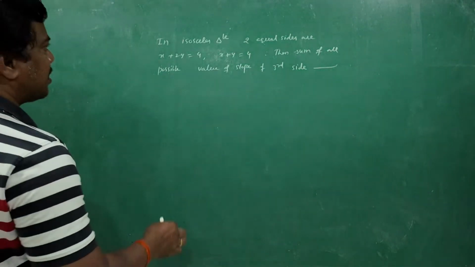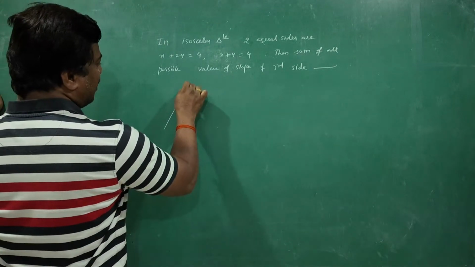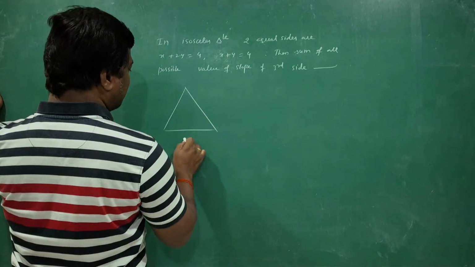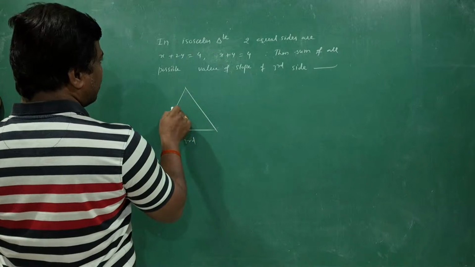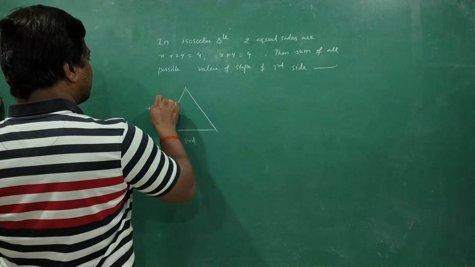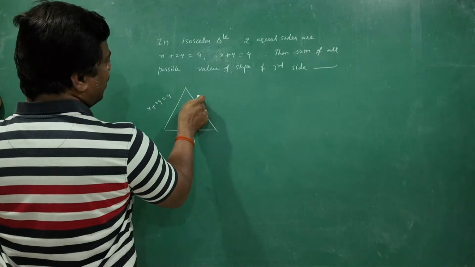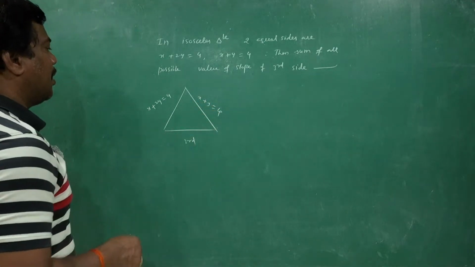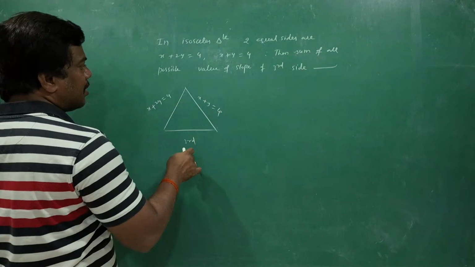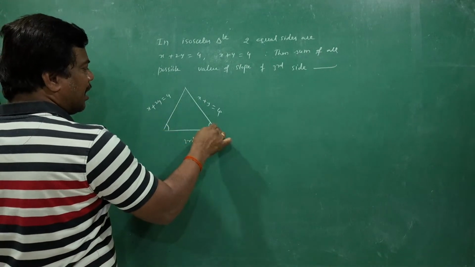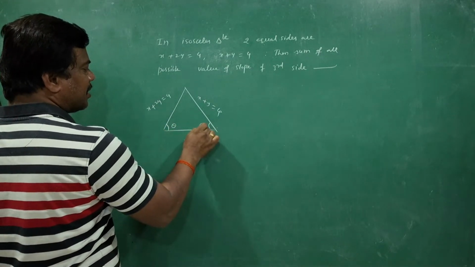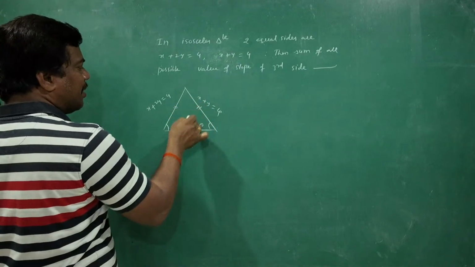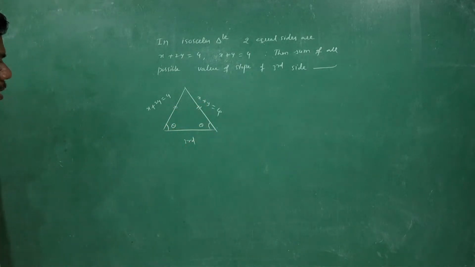Draw an isosceles triangle with two equal sides, and this is the third side. This is x plus 2y equal to 4, and this is x plus y equal to 4. These two automatically make equal angles with the third side. Why? Because these two sides are equal, which implies their opposite angles are equal.